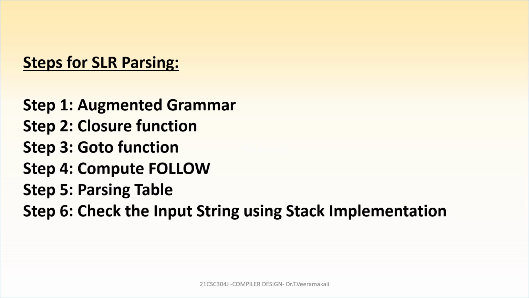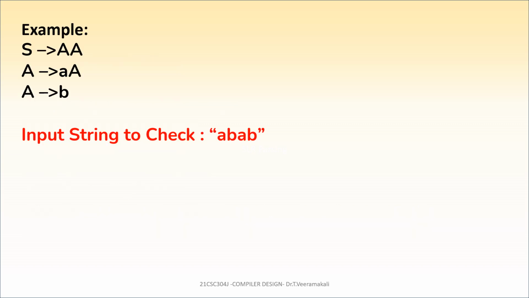We'll take one example and solve it to see how it works. Let us take this example for SLR parsing. In this example, we have three production rules. One is S tends to AA. Second rule is A tends to aA. Third rule is A tends to b. And we have one more string, ab. We need to check whether the string is possible to generate using this grammar.